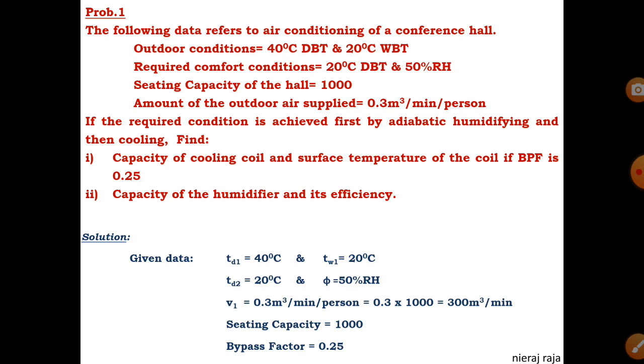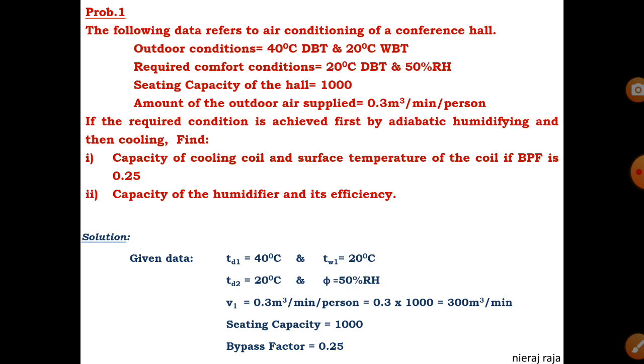Now, as it is mentioned in the first line, it is for the conference hall. So the sitting capacity of the hall is 1000 occupancy, and the amount of outdoor air supplied is 0.3 meter cube per minute per person. Okay, so whatever the conditioned air you are supplying for one person for 1 minute, it is 0.3 meter cube. This much is the volume of air you are supplying for one person for 1 minute. Now this required condition is achieved first by adiabatic humidifying and then by cooling.